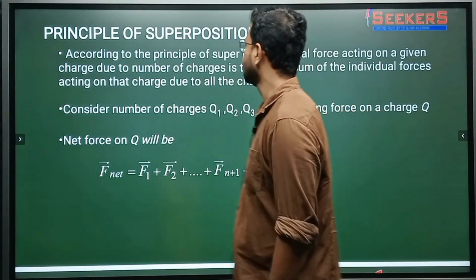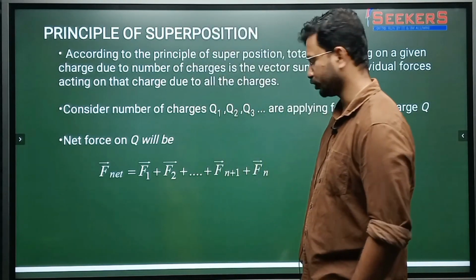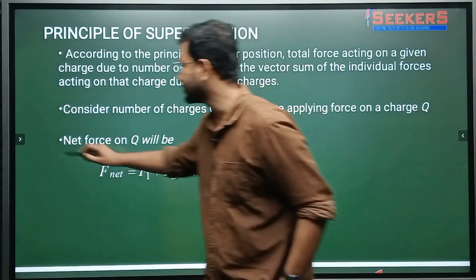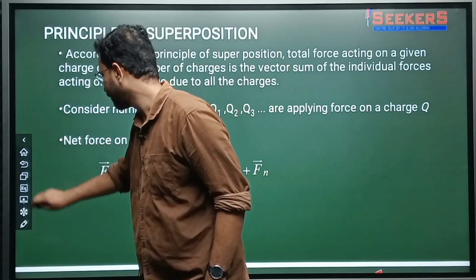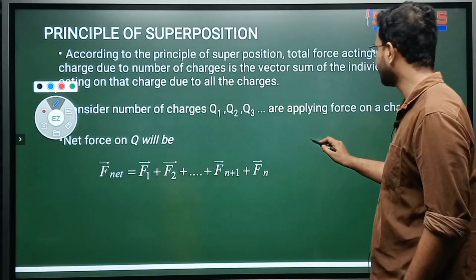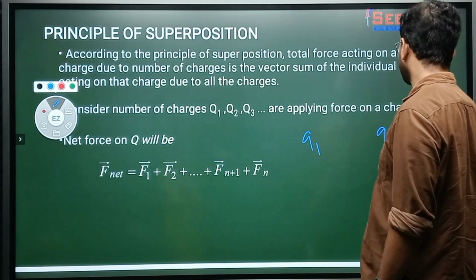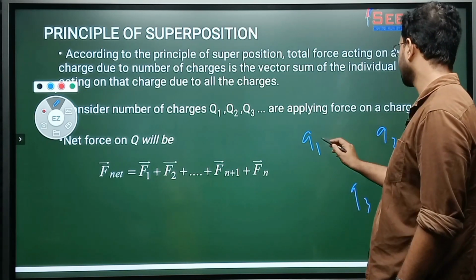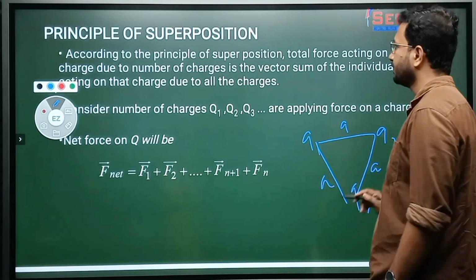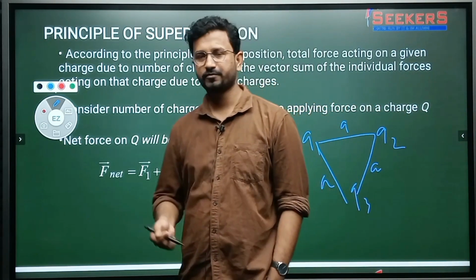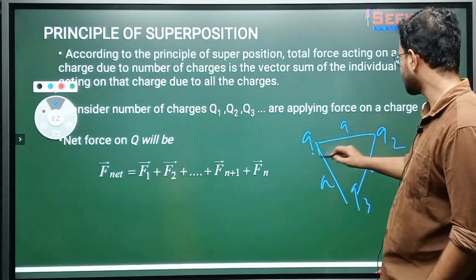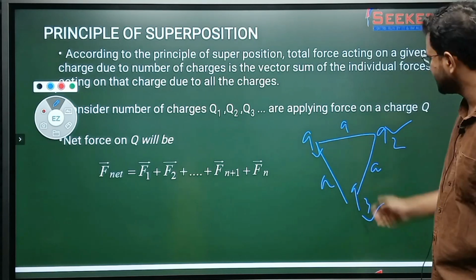principle of superposition. What does the principle of superposition say? It may be possible that in a place there are many charges present. For example, we have three charges, Q1, Q2, Q3, and the distance between them is given, suppose A. So according to the principle of superposition, we have three charges taken, Q1, Q2, Q3, and the distance between them is given.